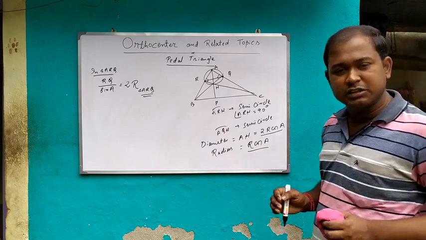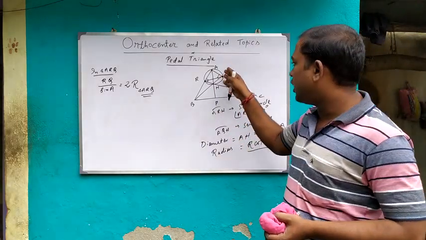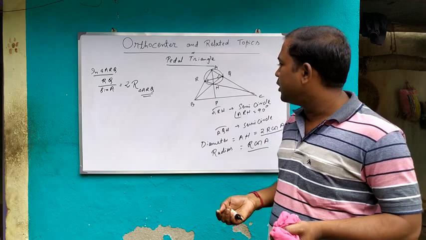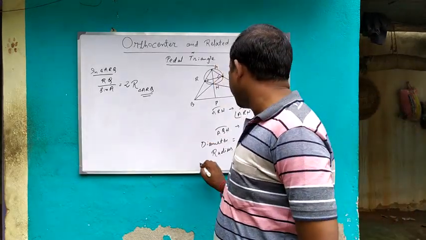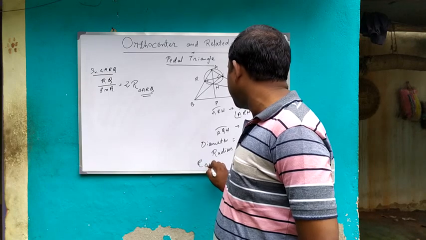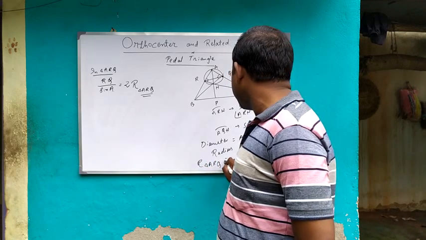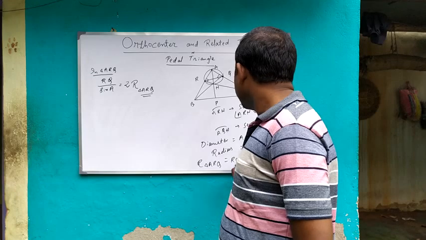Have you understood this analysis? This is a very simple analysis. That's what I have tried to explain to you as clearly as possible. So the circumradius of triangle ARQ, that's what we have found out, is equal to R cos A.